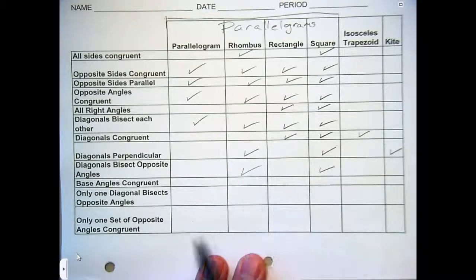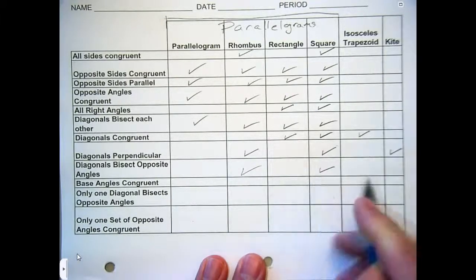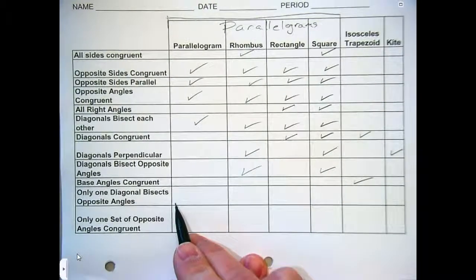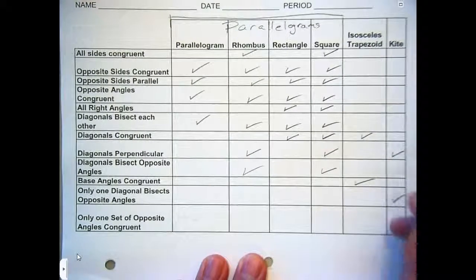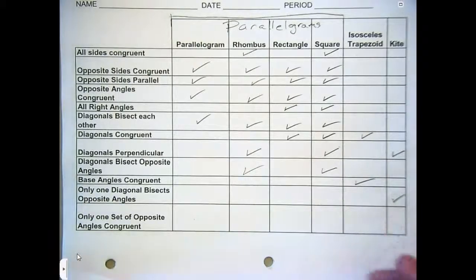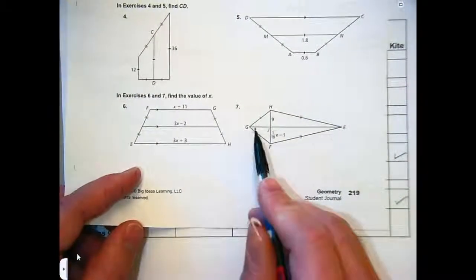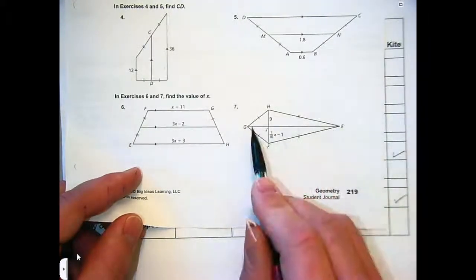Base angles are congruent. That happens in a? Yeah. Only one diagonal bisects opposite angles. That happens in a kite, and if we're looking at, let me show you a kite here. Okay, this is number 7 on page 219, but that happens in this diagonal.